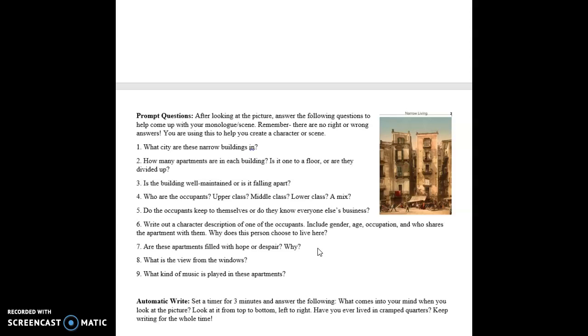So you'll answer the prompt questions, and then at the bottom it has an automatic rate that you're going to do. You're not going to be writing your monologue or your scene today. That's going to be for later this week. So you'll use the same exact picture that you're using today for the lesson either on Wednesday or Thursday.